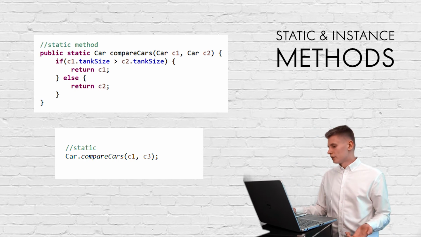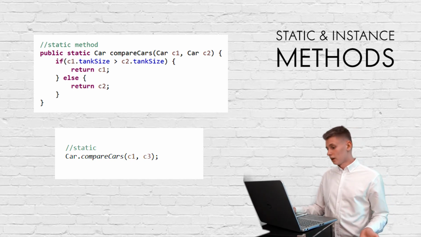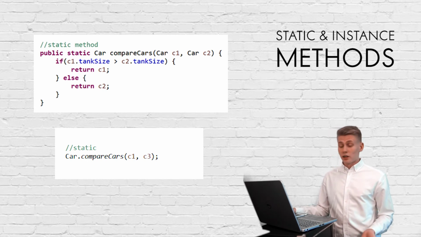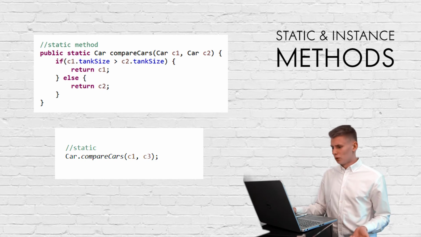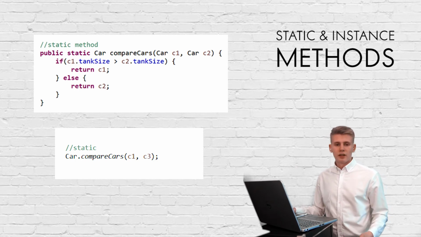Let's look closely at how the compareCars instance and static methods work. So here we can see the static method of comparing cars by the size of the fuel tank. And the first thing we notice is that for comparing cars, it needs both of the comparing objects or class instances in the parameter brackets, in the input brackets of the method. So it means that we are invoking that method on the class and not on the instance of it.